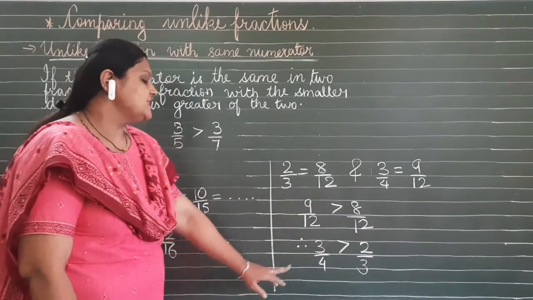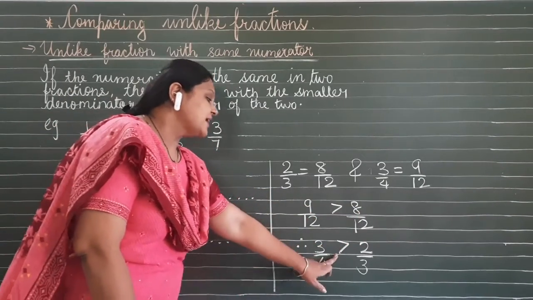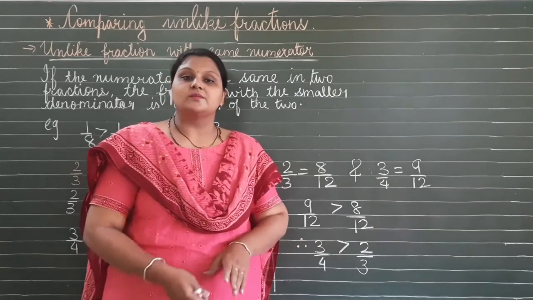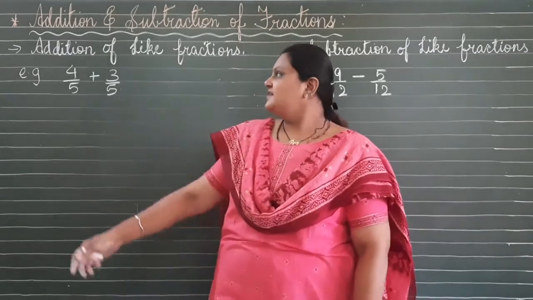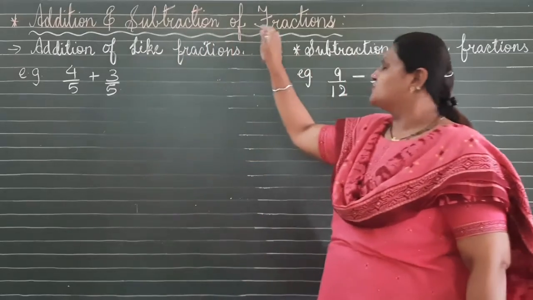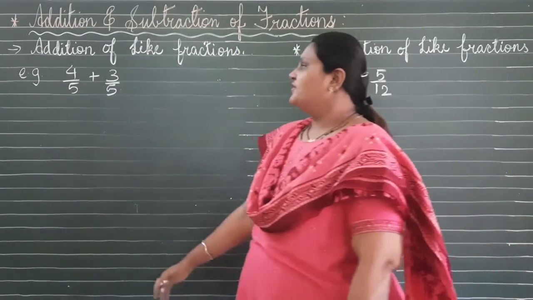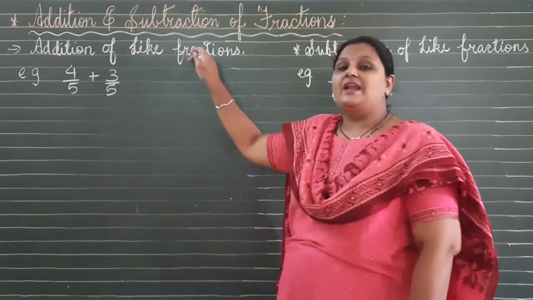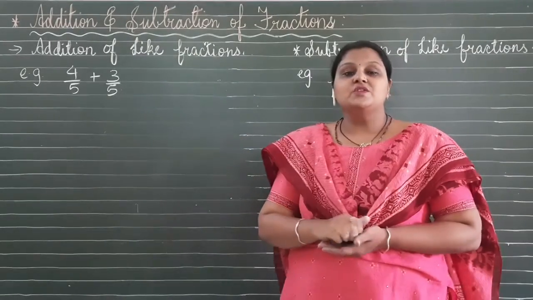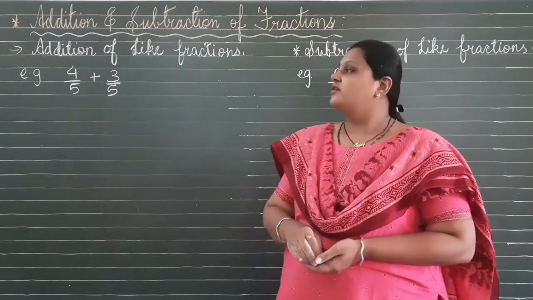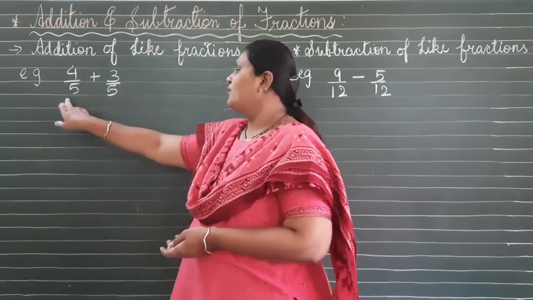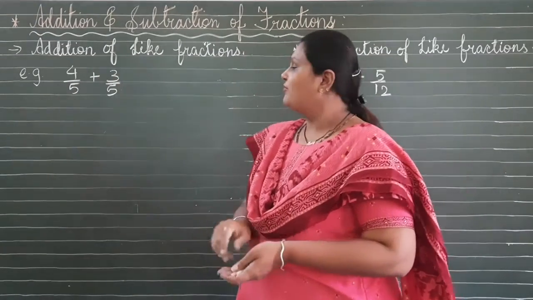12. So we can say 3 upon 4 is greater than 2 upon 3. Now let us see addition and subtraction of fractions. Very first we will see addition of like fractions. Like fractions means same denominator. For example, 4 upon 5 plus 3 upon 5.